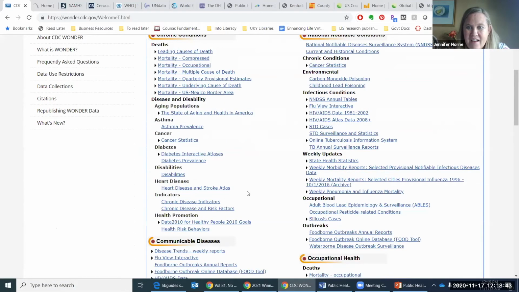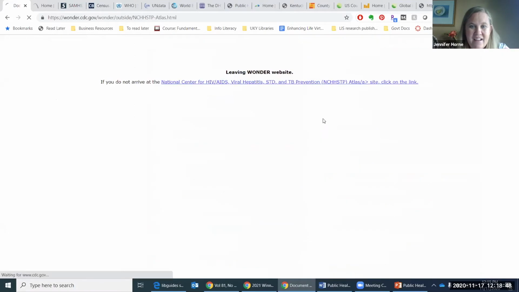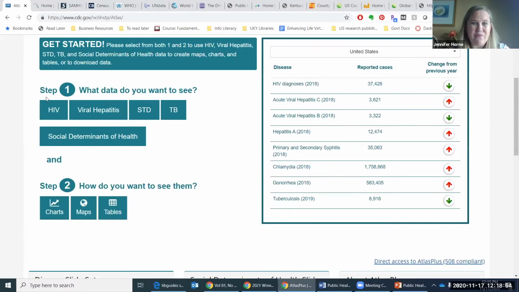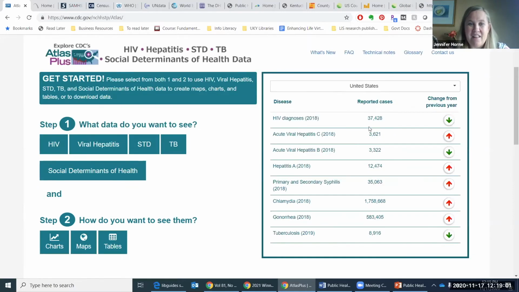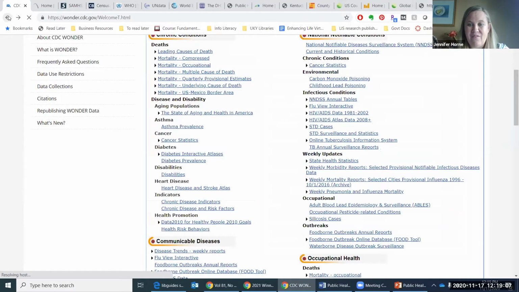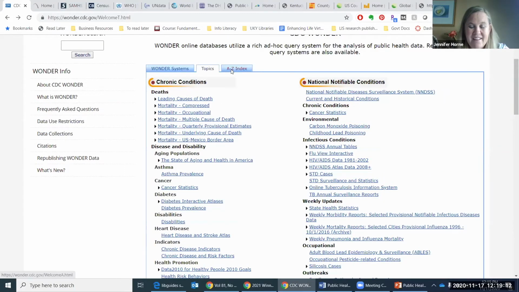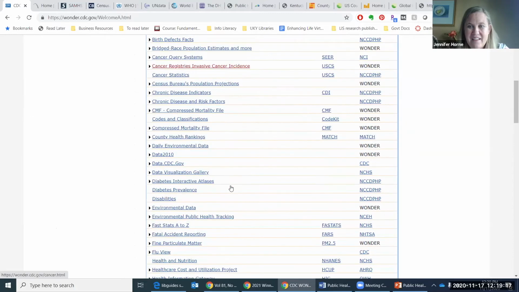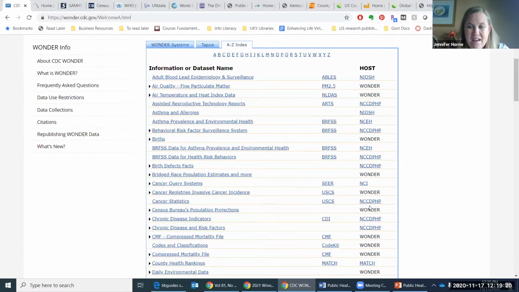So here we'll look at HIV/AIDS data, and you go through and say what kind of data you want and how you want to see it. Do you want charts, maps, tables? So you can really put together the type of data that you want. Again, it's a pretty easy way. They give you the different variables that you can choose from. There's also an A to Z index, if you really want to get in the weeds to look at the types of things and where they're coming from.